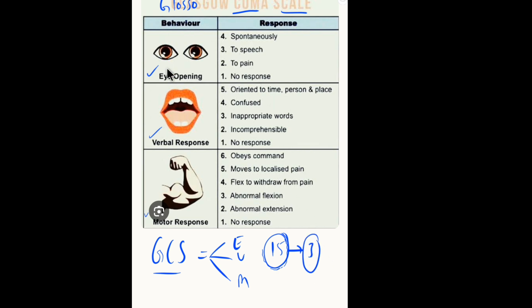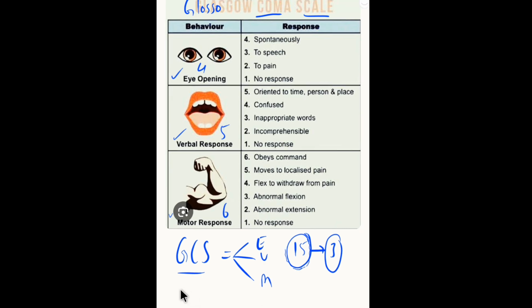For example, if the eye gets 4, the verbal response gets 5, and the motor response gets 6, then adding 4 plus 5 plus 6 you get 15. It means that if somebody has 15 on the Glasgow Coma Scale, they perform every function well.